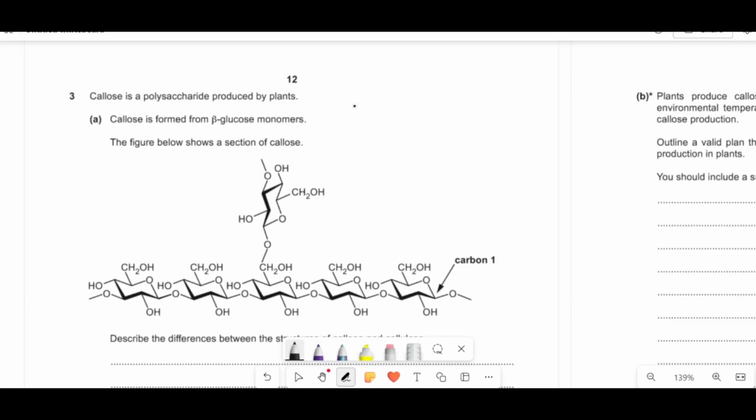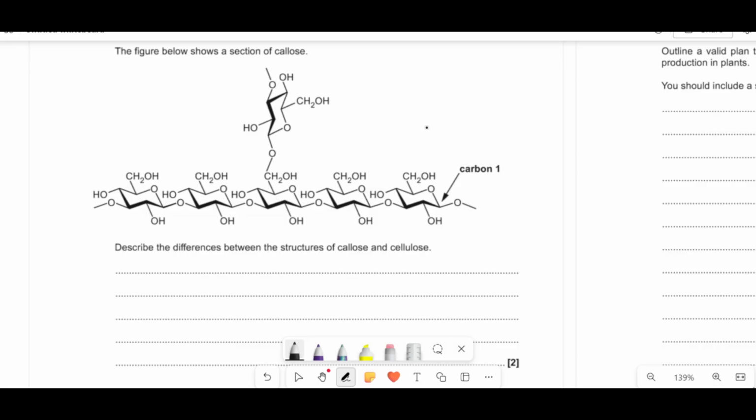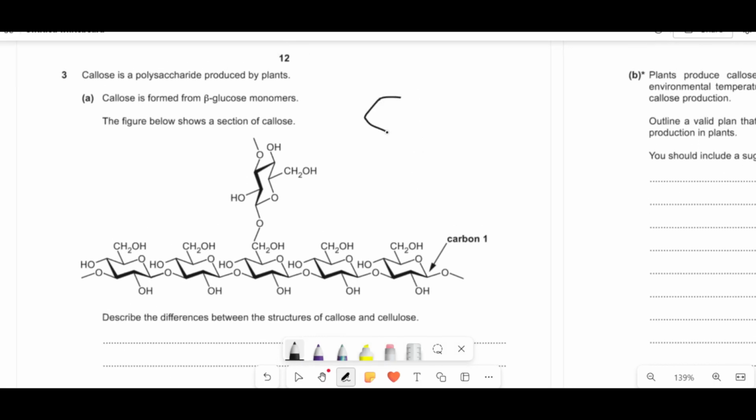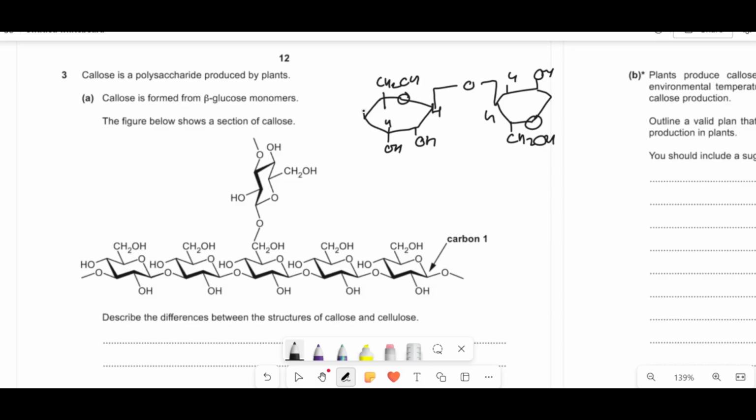Callose is formed by beta-glucose monomers, and here's a section of callose. If we look at beta-glucose real quick, you've got this, and then CH2OH, and there's going to be an O there, and then here we've got an O, and OH, and then a CH2OH, and then an OH, and an H, and an OH, and then an H from the previous bit there. It's very poorly drawn, very rushed, but here we go.